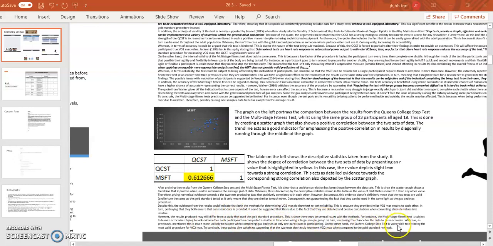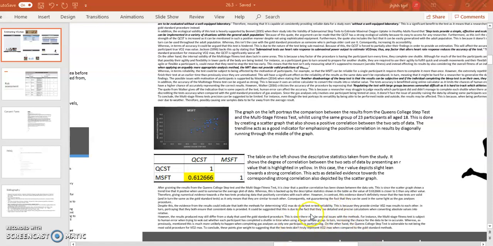For instance, the multi-stage fitness test is subject to human error when trying to work out whether each participant has completed a shuttle in time when using a large sample group, in turn increasing the chance for the data to be inaccurate. Whereas, as previously mentioned, this is much more unlikely to happen when completing gas analysis, as only one participant is participating. On the other hand, the Queen's College Step Test is vulnerable to not being the most valid procedure for VO2 max.